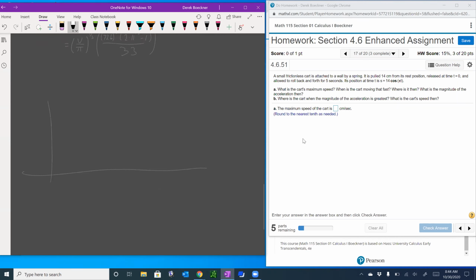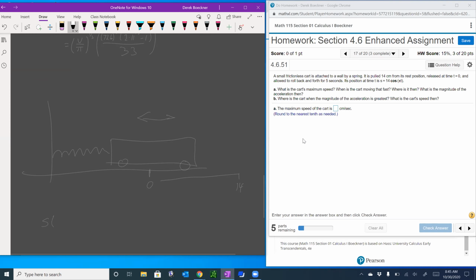We've got a cart on a spring. It's going back and forth. Let's call this its rest position. So we're going to call 0 its rest position. So it goes out 14 this way, and then it starts bouncing back and forth. We're frictionless, so we get a perfect sine function, cosine function.